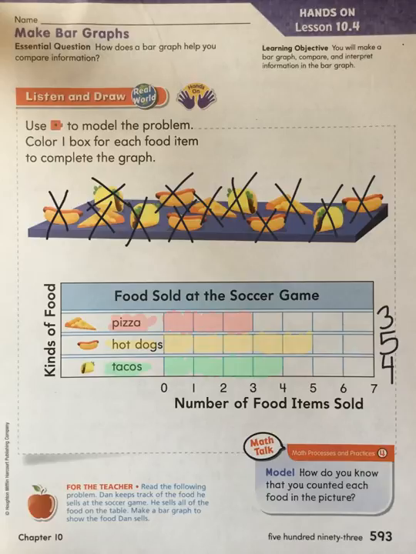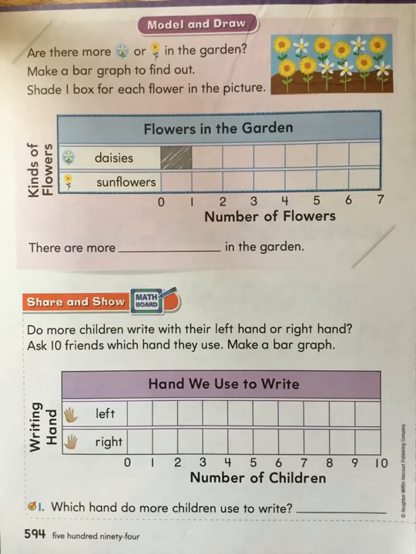Which item had the most sold? The most sold would be the highest number, 5, which is hot dogs. Which item sold the least? That's the shortest bar, pizza. We're going to use this to answer some more questions. So let's turn over to the next paper.